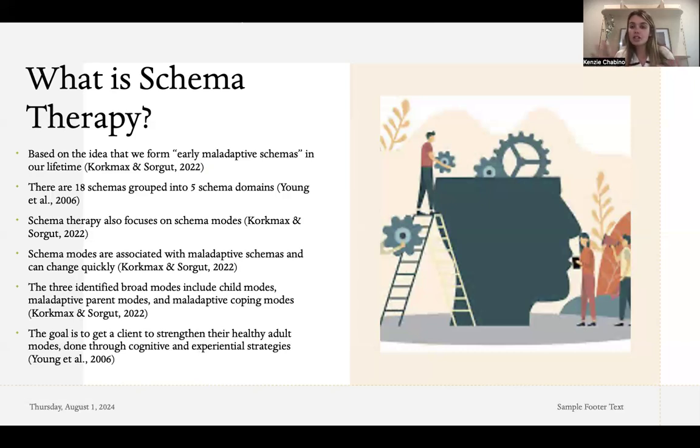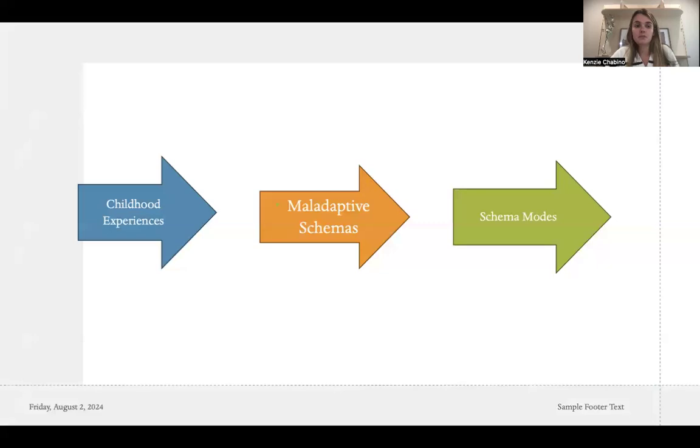And they can change quickly. They're not locked in and solid. But if we can identify how we're behaving based on what we believe, then we have some hope in getting through that. So the broad modes identified include child modes, maladaptive parent modes, maladaptive coping modes, and then there is also the healthy adult mode, which is what we want to help clients get to in therapy.